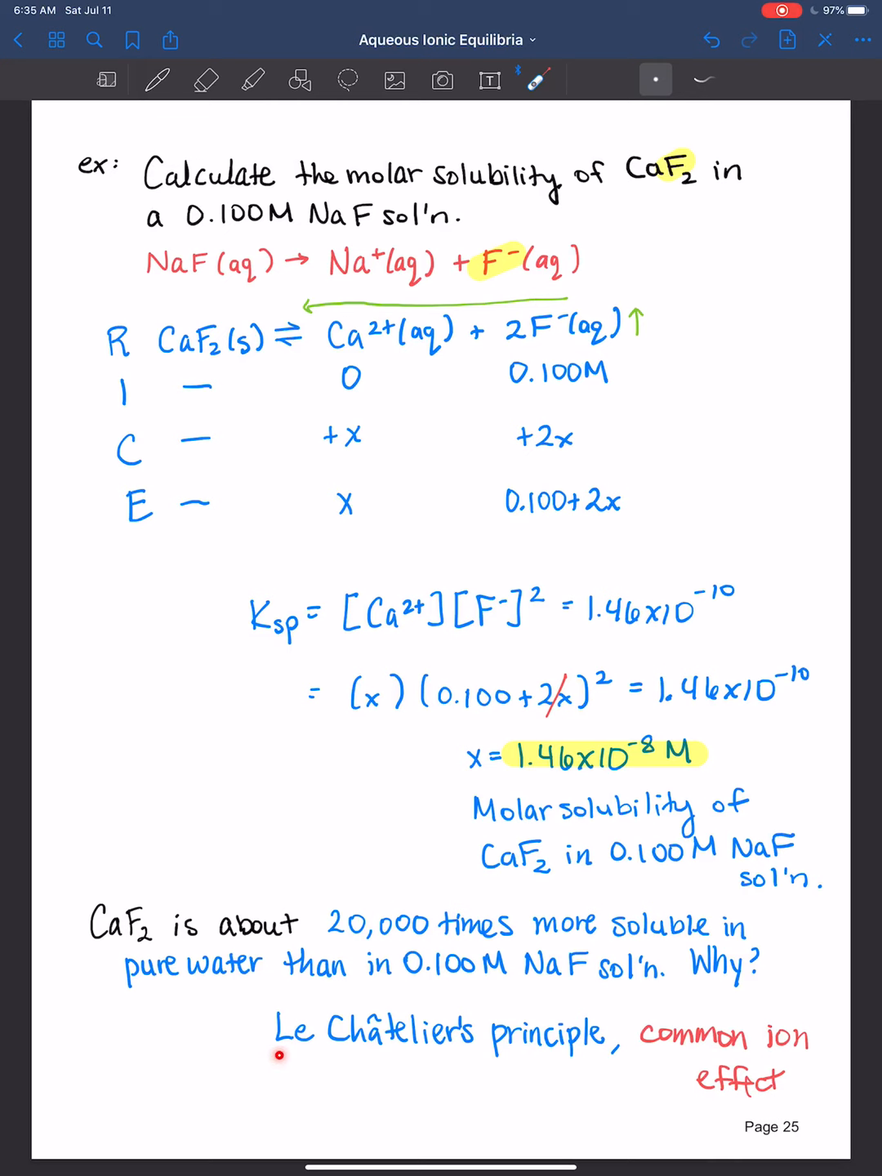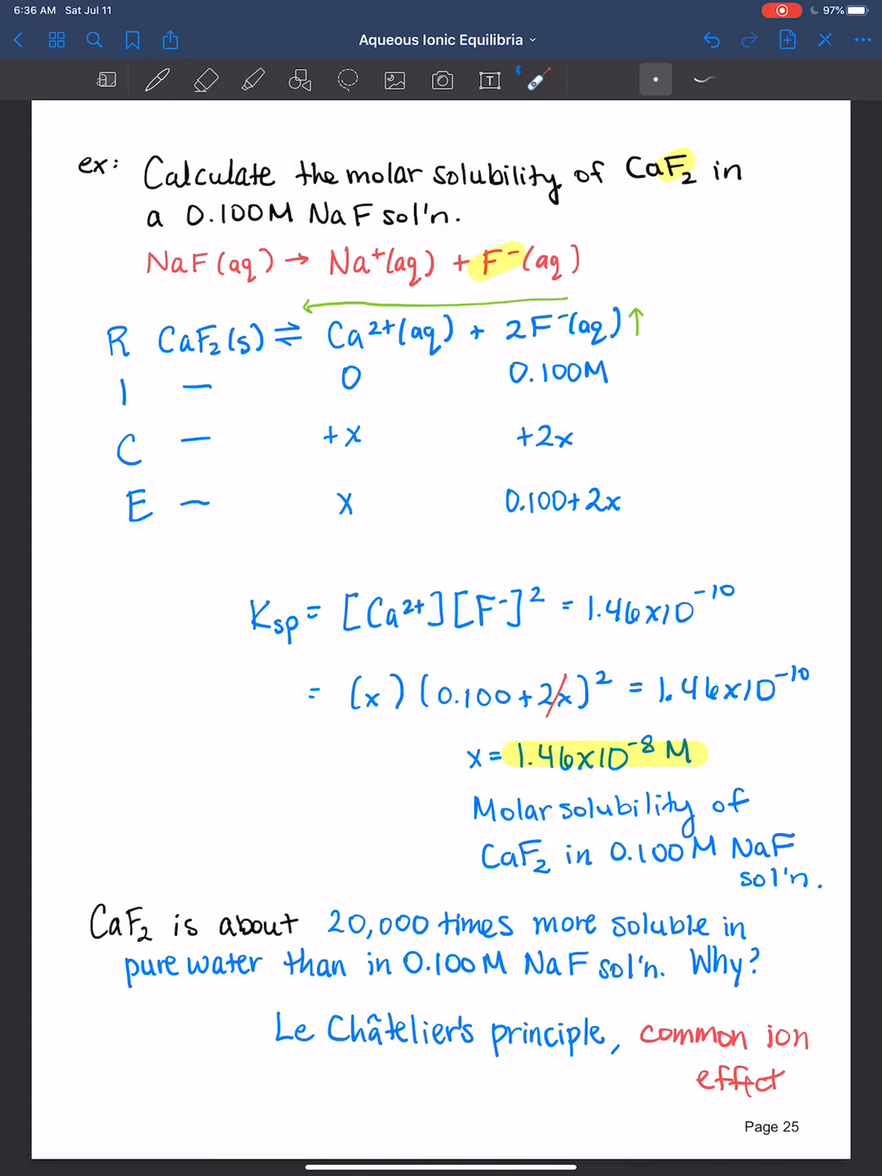So always think about here, if you're thinking about adding a common ion, remember Le Chatelier's principle, and that when you make a disturbance, like for example here, if you increase the concentration of a product, then the equilibrium will always want to restore itself. So it will go back towards reactants here so that it can restore that equilibrium from that disturbance.